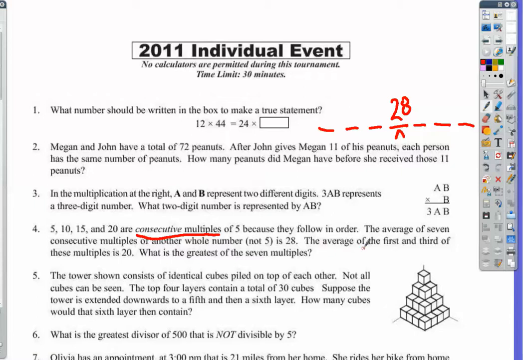The average of the first and the third of these multiples is 20. Well, that means the first and the third is 20, so that has to go here. Well, let's fill in the blanks from there. If we have 2 blanks and we go up by 8, that means this must be 24. I don't care what that number is because I want to know what the greatest of the 7 multiples is. So 32, 36, 40. Not too bad.